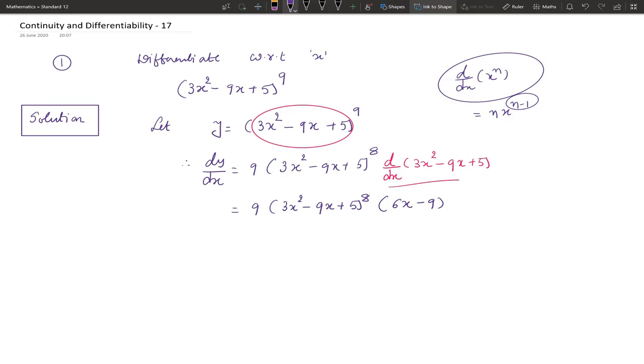Next one, here you can take 3 common. So 9 into 3, that is 27, (3x² − 9x + 5) raised to 8. And since we have taken 3 common, so into bracket there will be 2x minus 3.